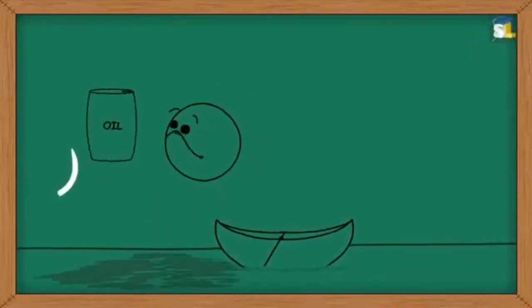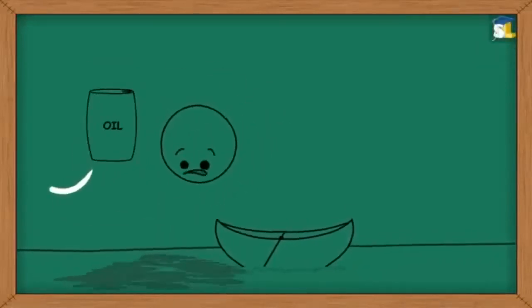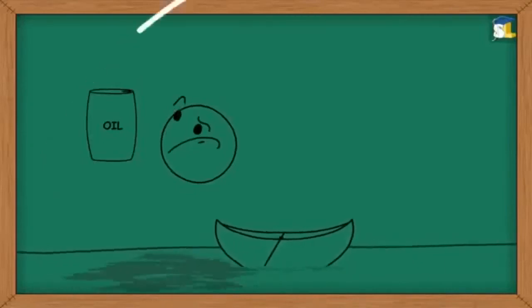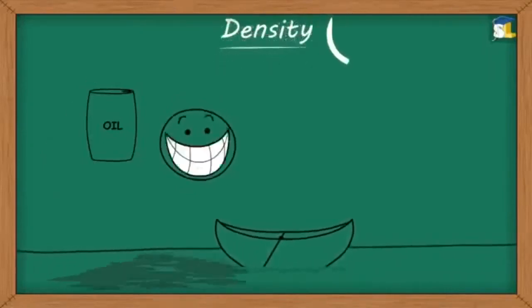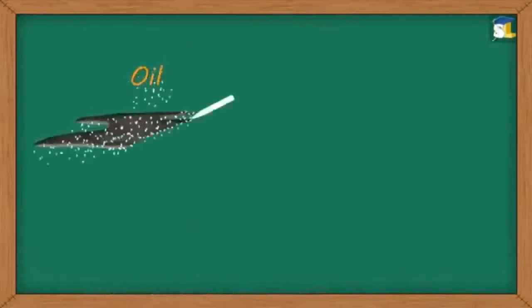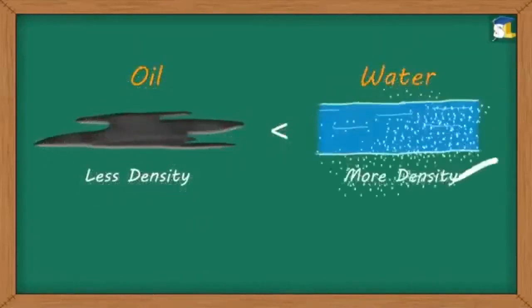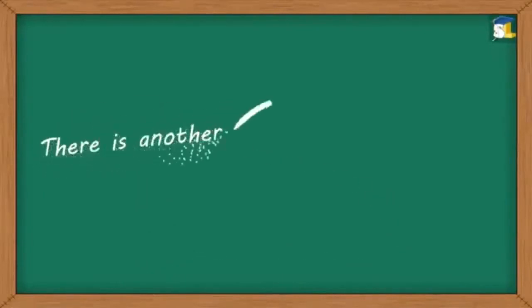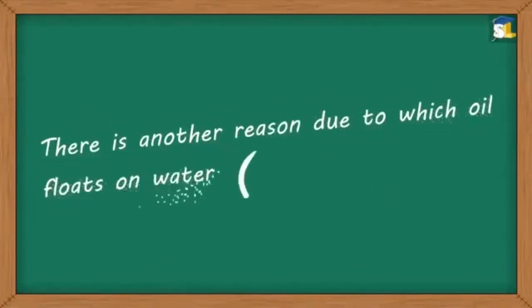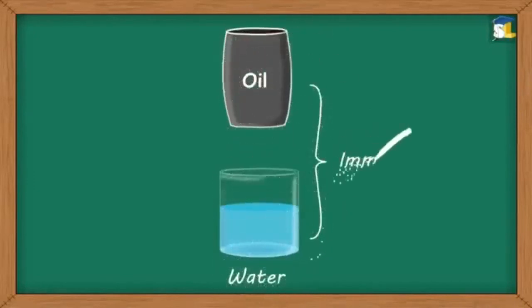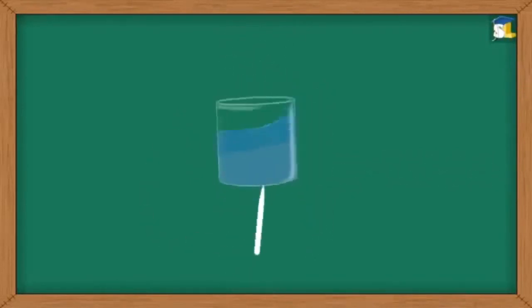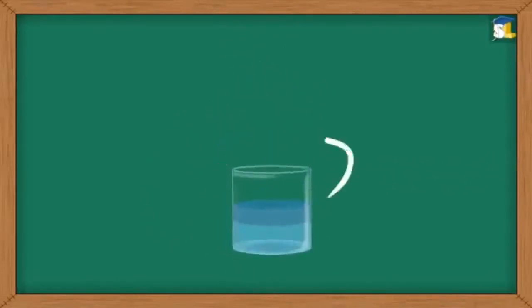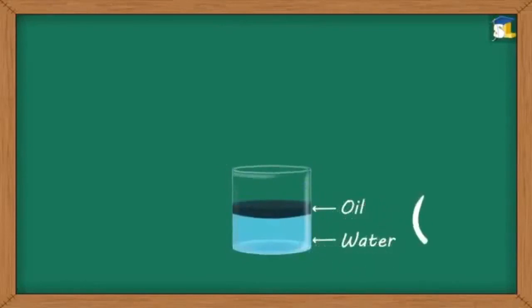Here, have a look. Oil is floating on water. Are you assuming that this is because of density? Yes, you are right. Oil has less density than water, hence it floats. However, there is another reason due to which oil floats on water. The reason is that both oil and water are immiscible liquids. That is, they do not mix with each other even if we shake them. They separate out into two layers when kept undisturbed for some time.